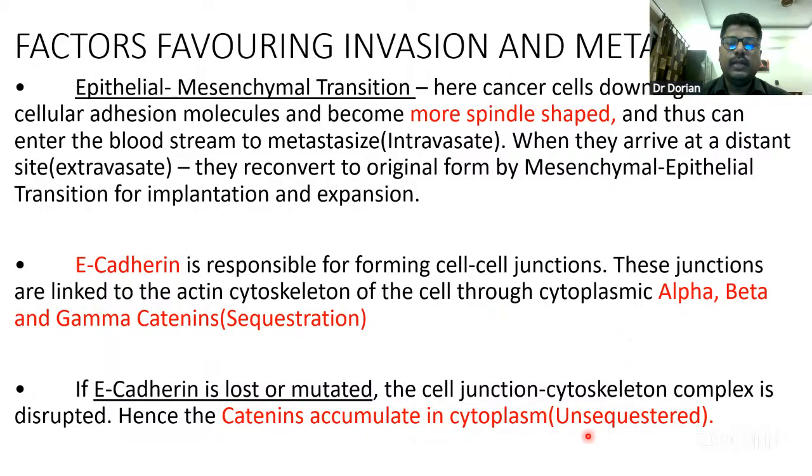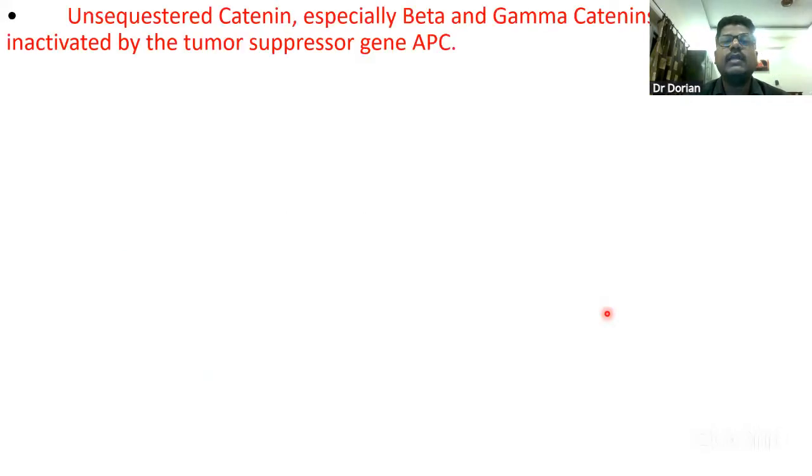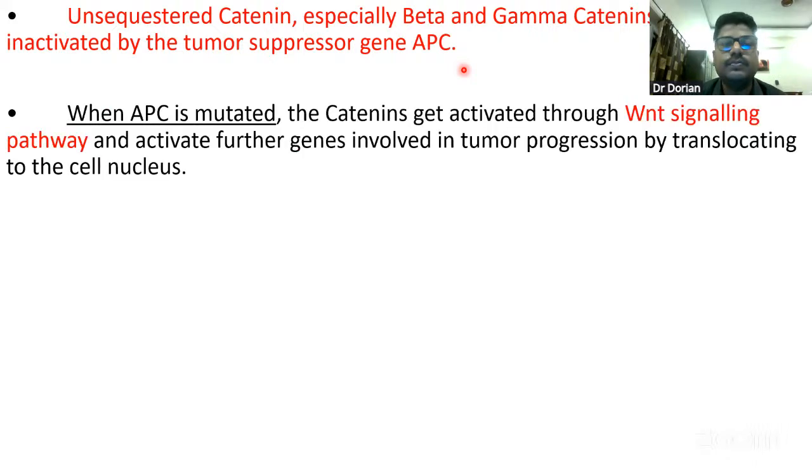When these get accumulated, they are called unsequestered catenins. When E-cadherin is there, it is called sequestered catenins. If E-cadherin is lost, it is called unsequestered catenins. Unsequestered catenins, especially beta and gamma catenins, are usually inactivated by the APC tumor suppressor gene. The body has a second line of defense. If E-cadherin is gone, it will neutralize these unsequestered catenins by using the tumor suppressor gene APC. Again, only when this APC is also mutated, this catenin can lead to proliferation and tumors.